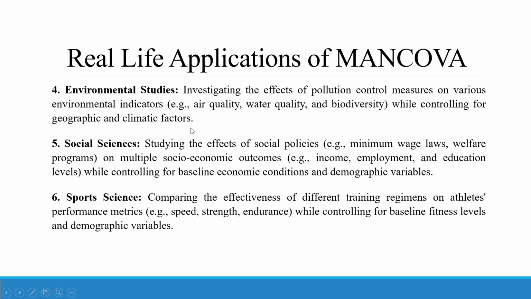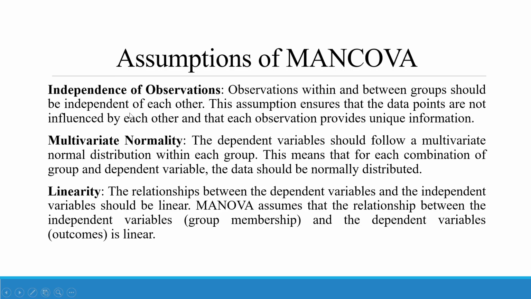geographic and climatic factors. Social sciences, studying the effects of social policies, for example, minimum wage laws and welfare programs, on multiple socioeconomic outcomes, that is income, employment, and education levels, while controlling for baseline economic conditions and demographic variables. Sports science, comparing the effectiveness of different training regimes on athletes' performance metrics, for example speed, strength, and endurance, while controlling for baseline fitness levels and demographic variables.